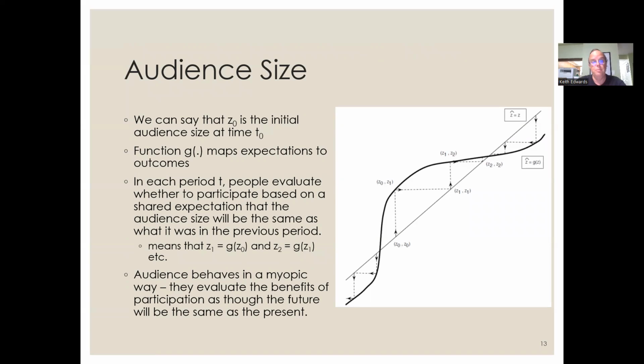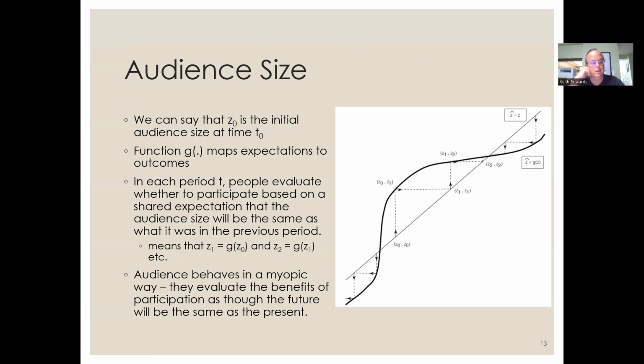At each time period T after 0, people evaluate whether to participate based on a shared expectation that the audience size will be the same as what it was the previous period. That means that Z1 is G of Z0 and Z2 is G of Z1, etc. The audience behaves in this myopic way. That is, they evaluate the benefits of participation as though the future will be the same as the present. That's not always the case.